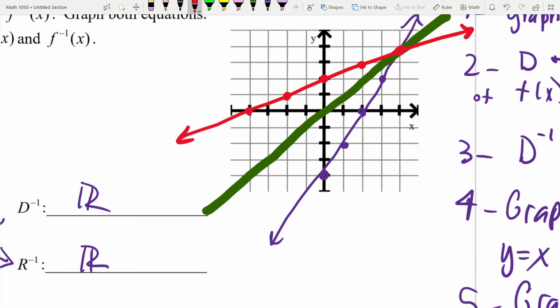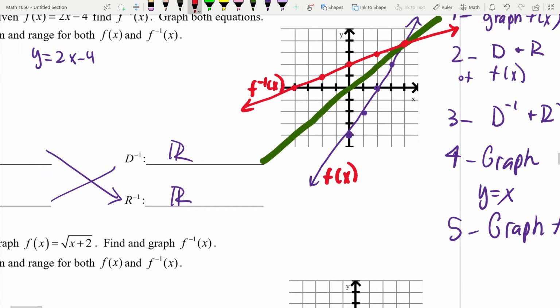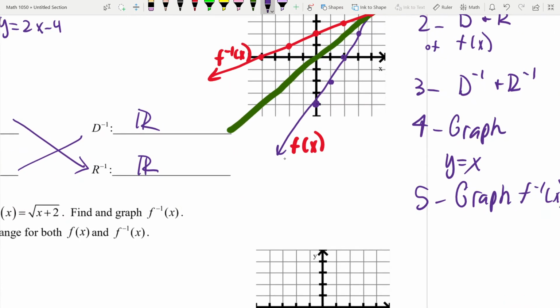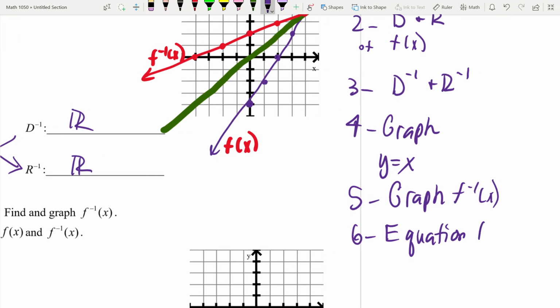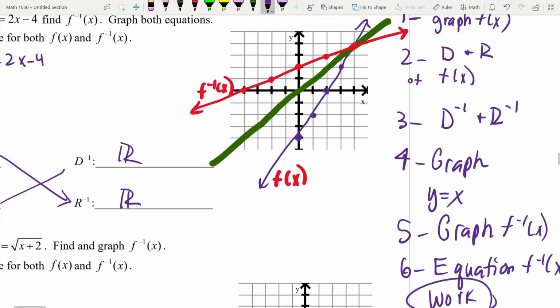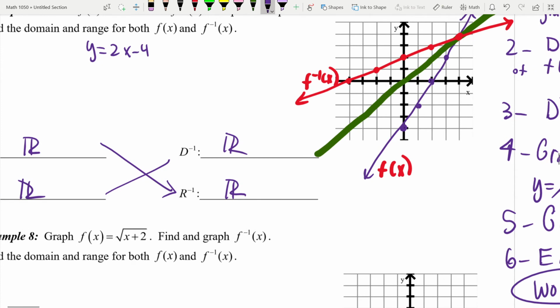Label the new graph f inverse of x. Label the first graph f of x. The last thing I want you to do is find the equation of the inverse, but you must show work. You cannot get it from the graph. They're not going to give you credit if you get it from the graph.